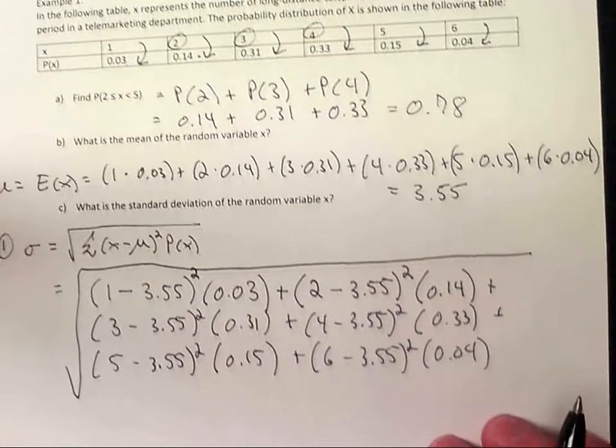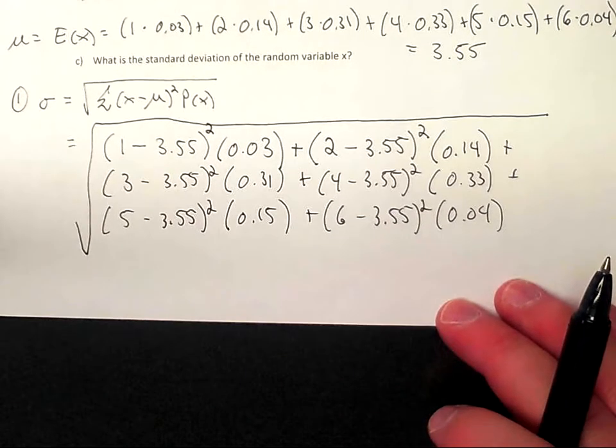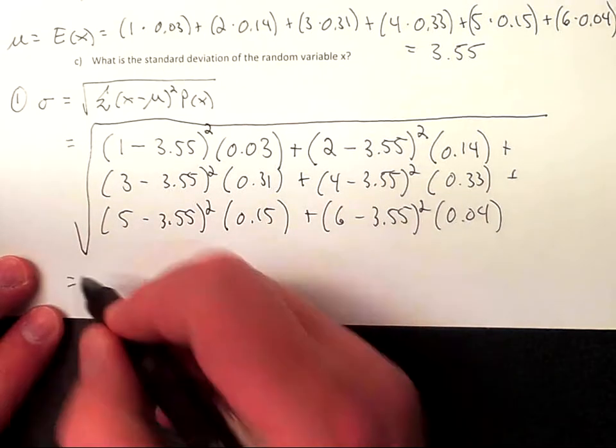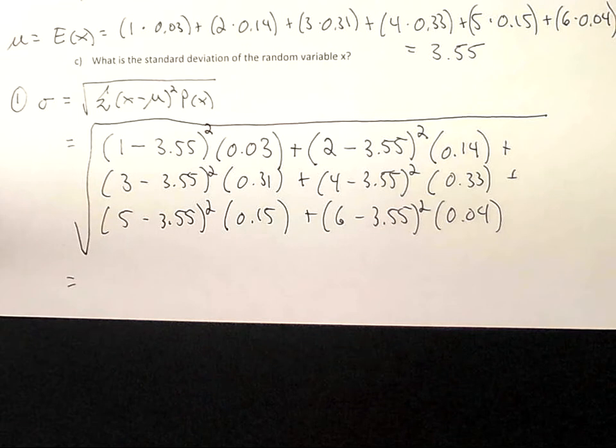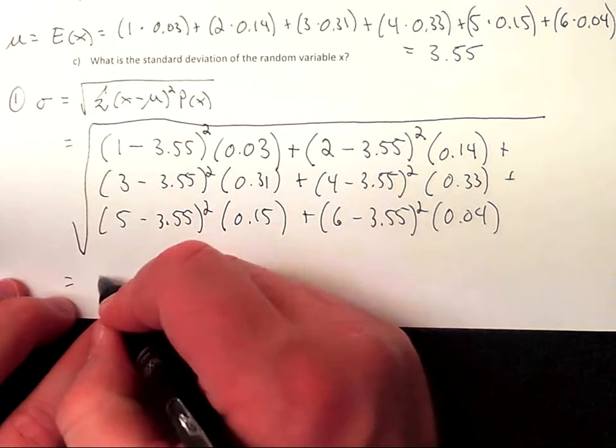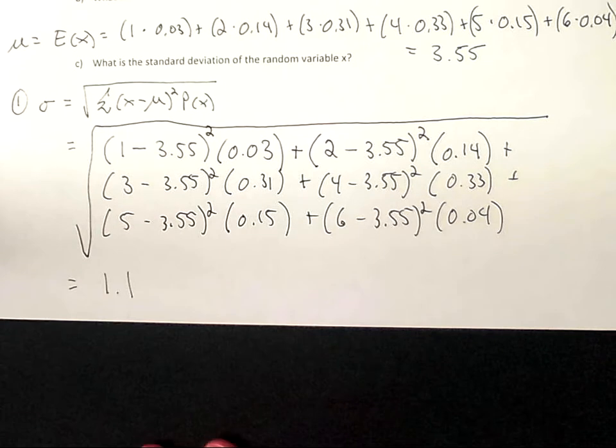Everybody good with this? So then after I do all of this, I still have to take the square root of the entire thing. And if you do this arithmetic, what do you guys get? Anybody get a number? 1.1? Anybody else get 1.1? Anybody else get anything?